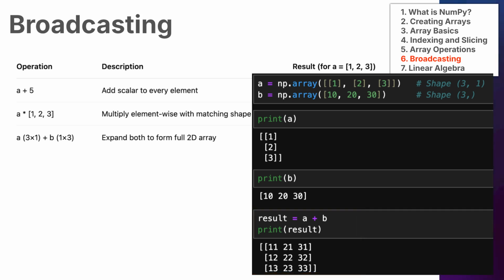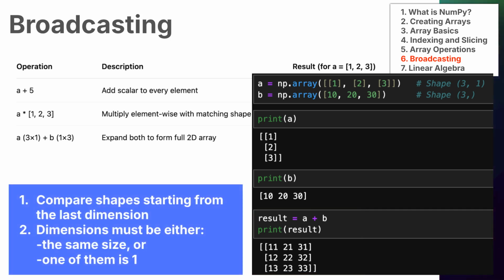When performing operations on two arrays with different shapes, NumPy follows these rules. 1. Compare shapes starting from the last dimension, right to left. 2. Dimensions must be either the same size or one of them is 1, which can be stretched. If they're not compatible, NumPy raises an error.